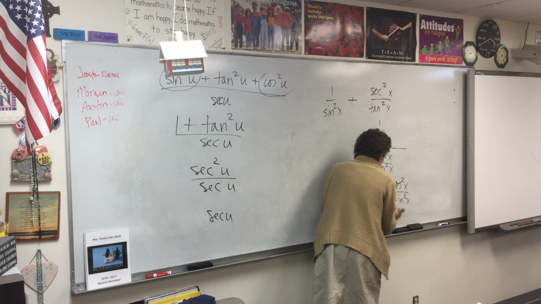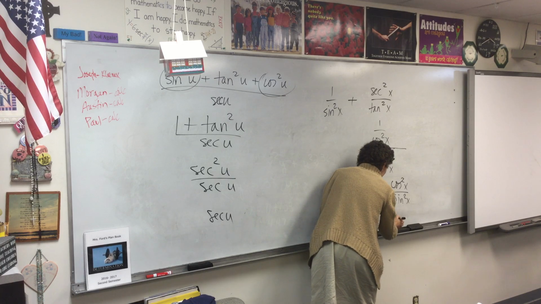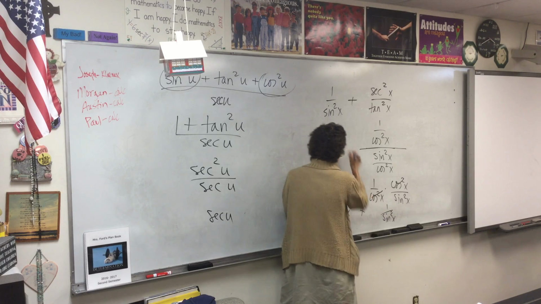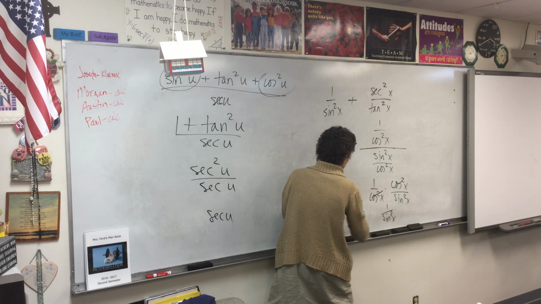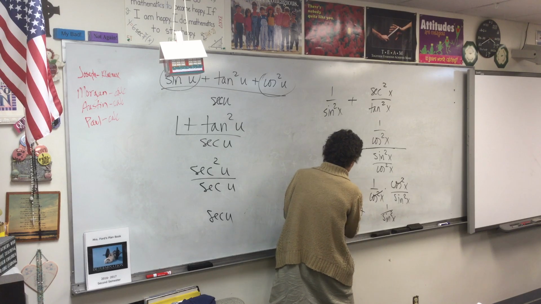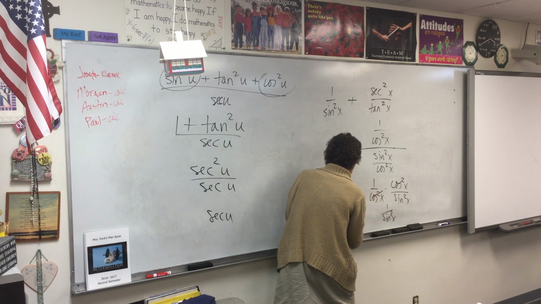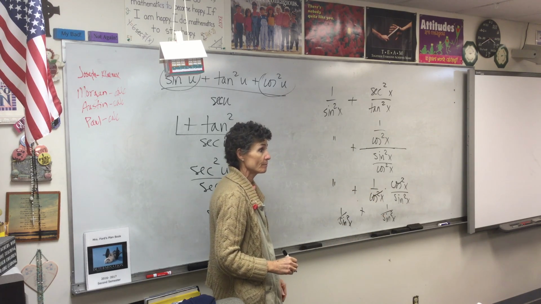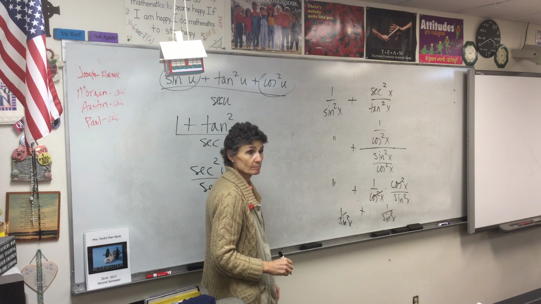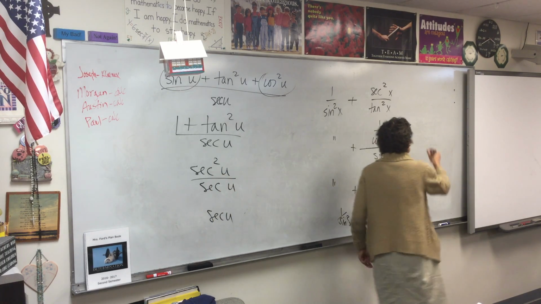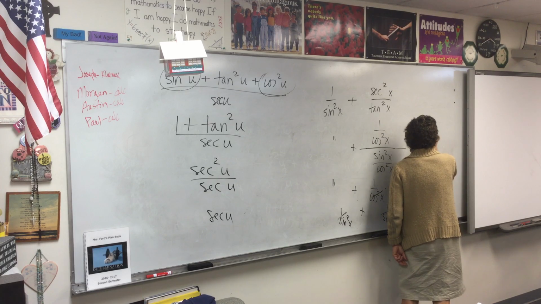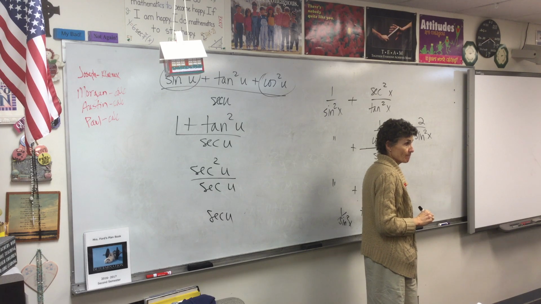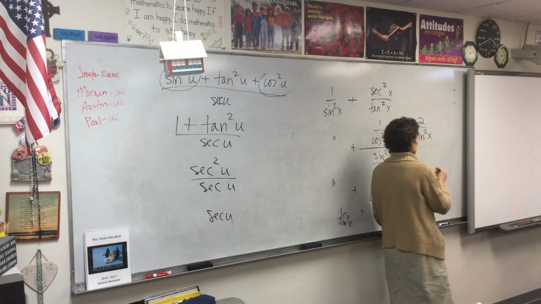So those are going to cancel, and this is 1 over sine squared. So it's 1 over sine squared plus, out of order here, 1 over sine squared plus another 1 over sine squared. So what is that? 2 over sine squared, which you are welcome to leave as 2 over sine squared, but you could also write that as 2 cosecant squared.